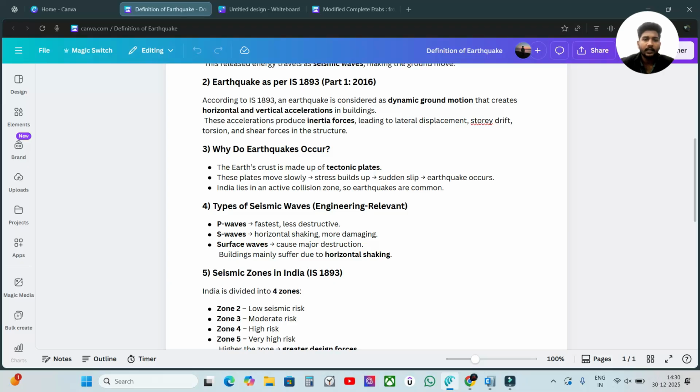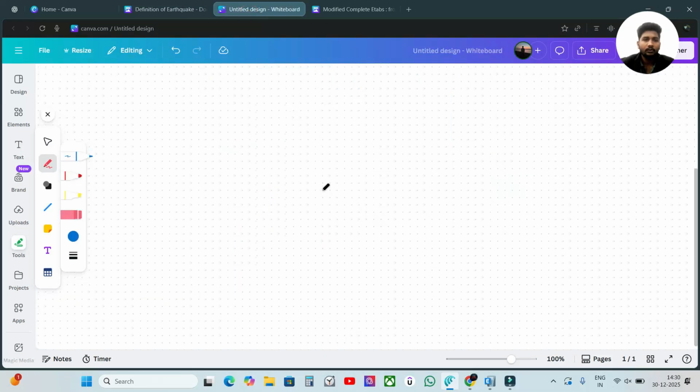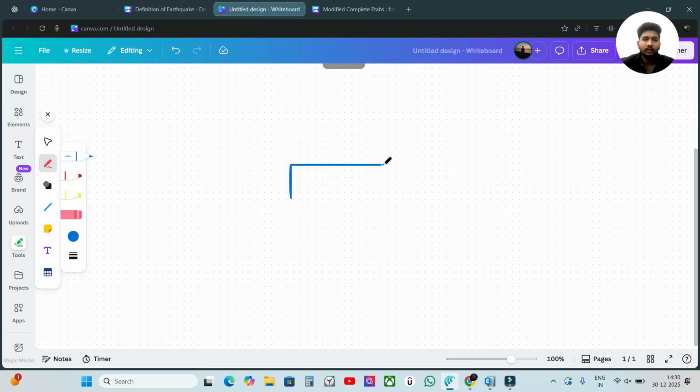The earth's crust is made up of tectonic plates, right? The plates move slowly, stress builds up, sudden slip, and an earthquake occurs. Let me clarify this: these are the tectonic plates, right? They are present like this. When these tectonic plates collide with each other, they move like this, one goes above and one goes below, and this forms the earthquake. Means shaking of the ground, right?